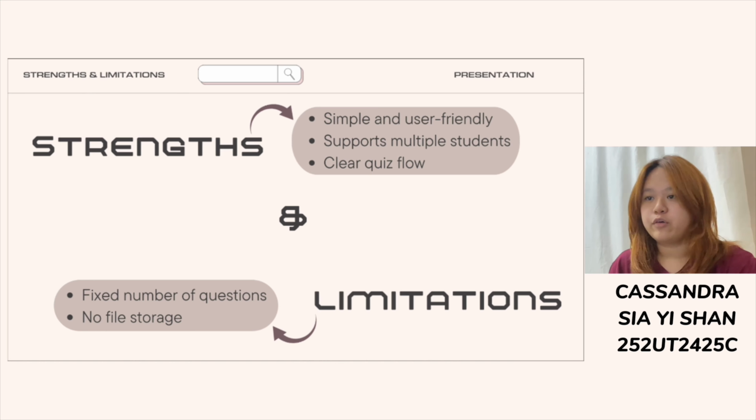However, our program also has some limitations. One limitation is that the quiz has a fixed number of questions. The total number of questions is defined as a constant, so users cannot add or remove questions without changing the source code. Another limitation is that the program does not save data to a file. Once the program ends, all student names and scores are lost. This means the results cannot be reused or reviewed later.